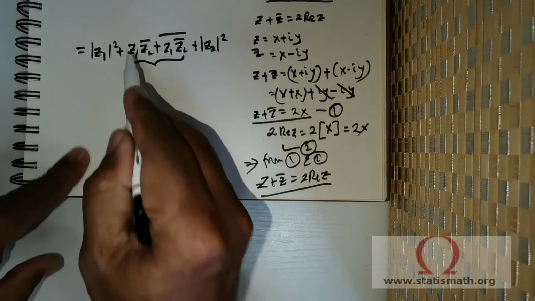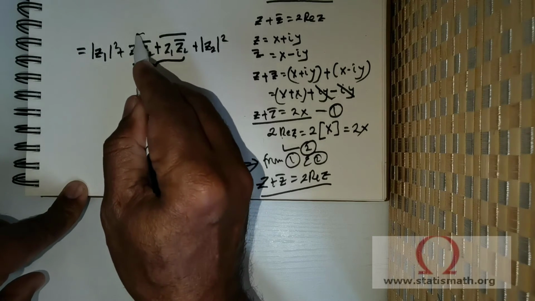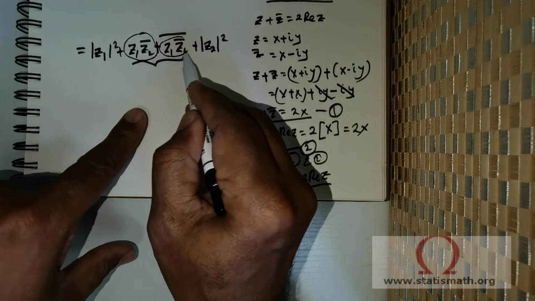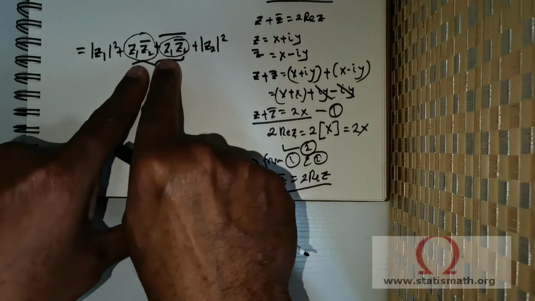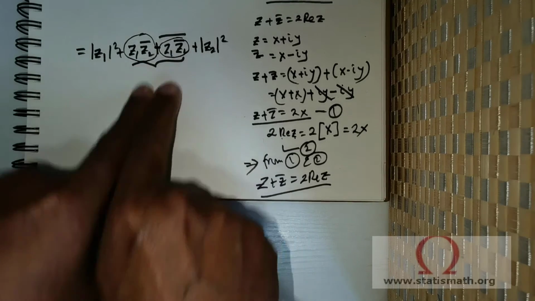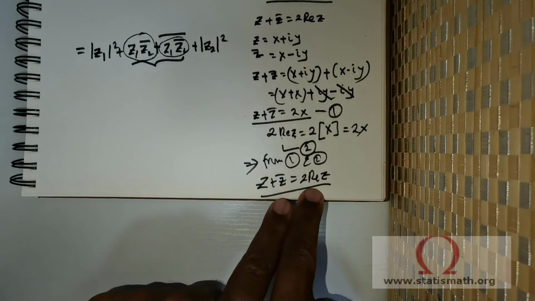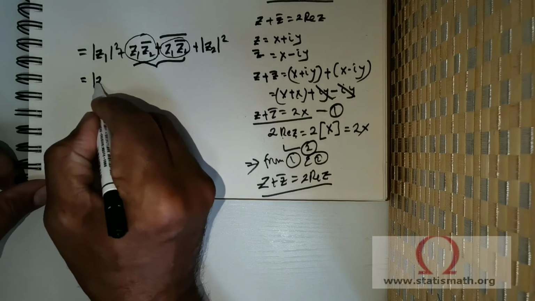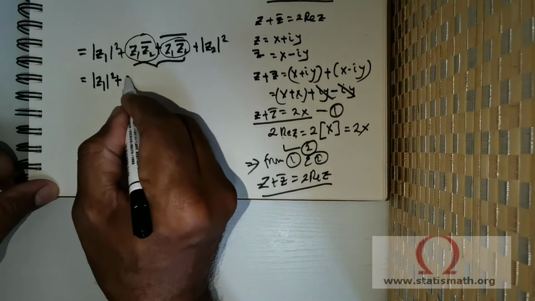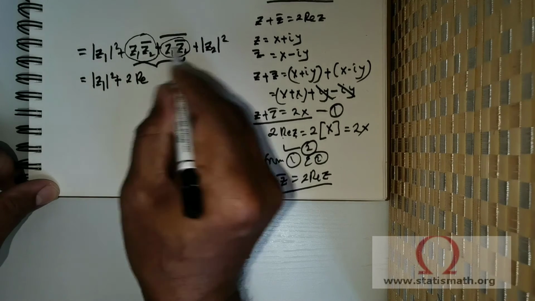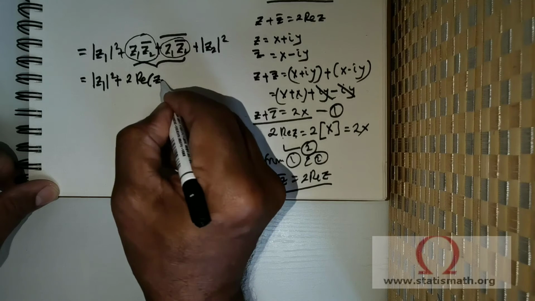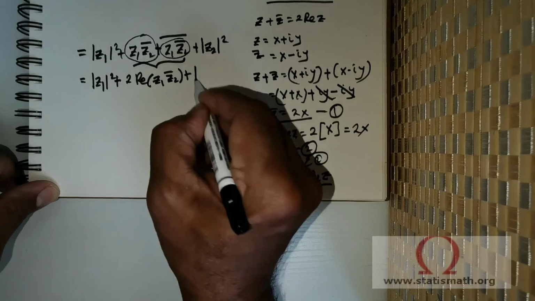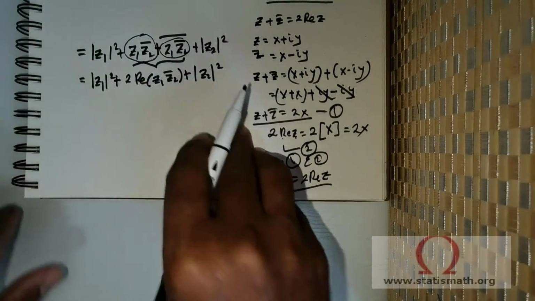So consider this as a complex number. It's just one big complex number. What am I doing here? I'm taking that complex number with its conjugate, so I'm adding the complex number to its conjugate, and that is going to give me 2 times the real part of that complex number. So rewriting that, I would be getting modulus of z1 squared + 2 times the real part of this complex number, which is z1 times z2 bar, followed by modulus of z2 squared. So this is what I've got.